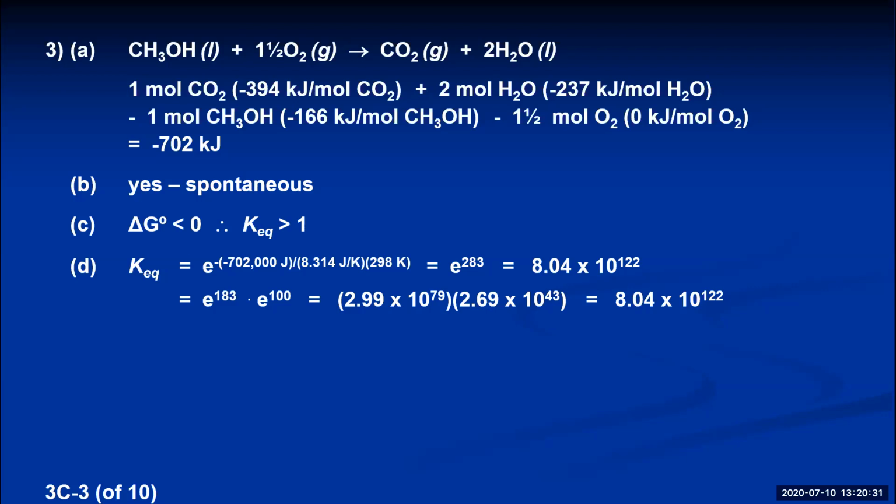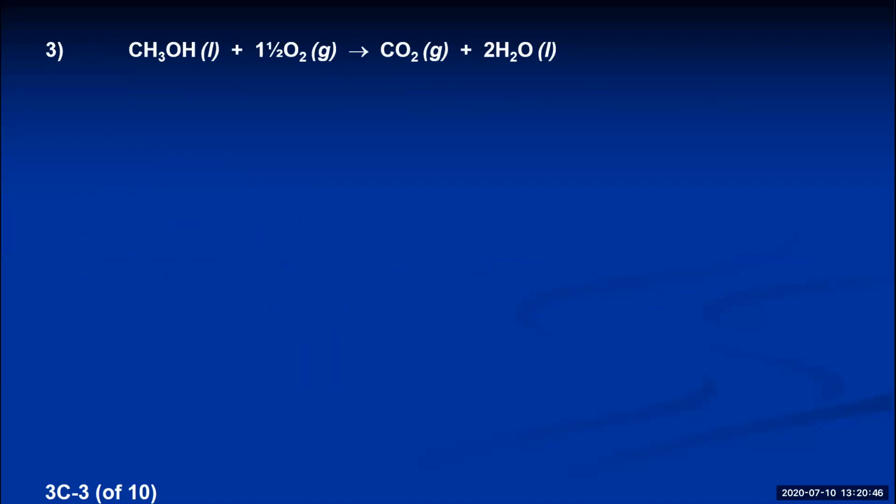E, does the equilibrium constant favor reactants or products? Because it's greater than 1, that means it favors the products. F, what effect would an increase in temperature have on the spontaneity of this reaction? Good question. There are a couple of ways to think about this.